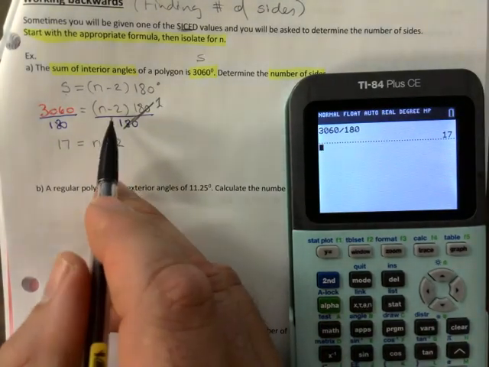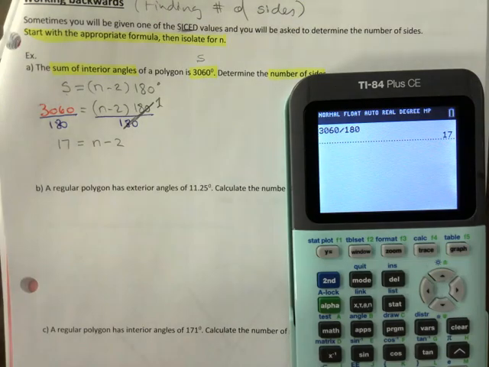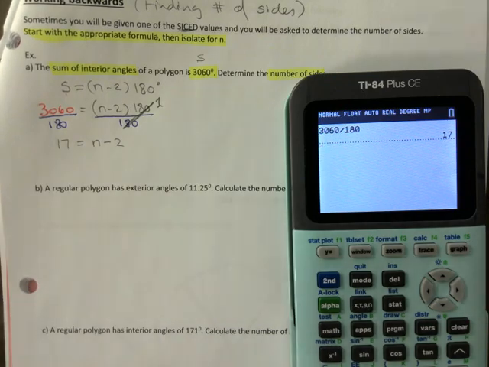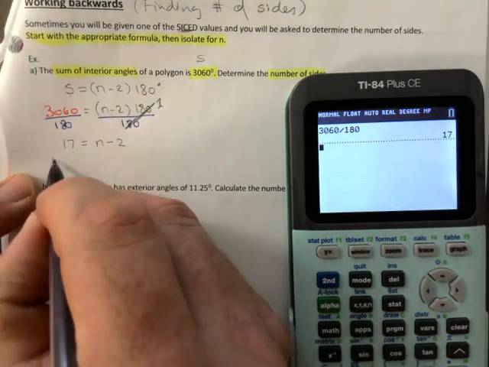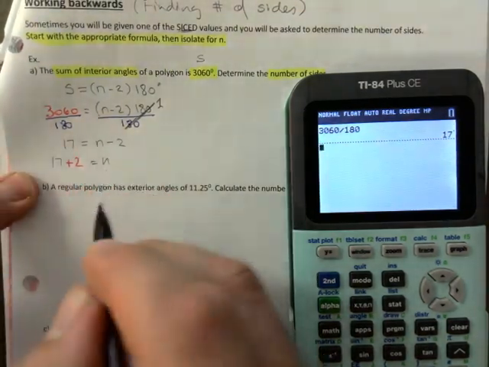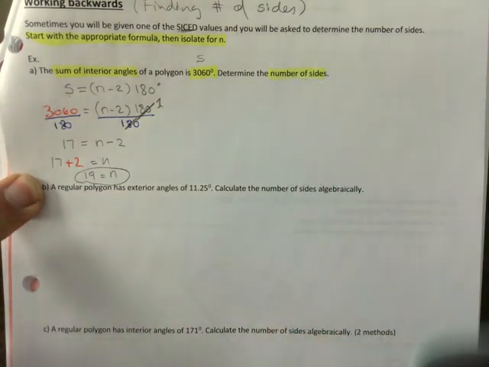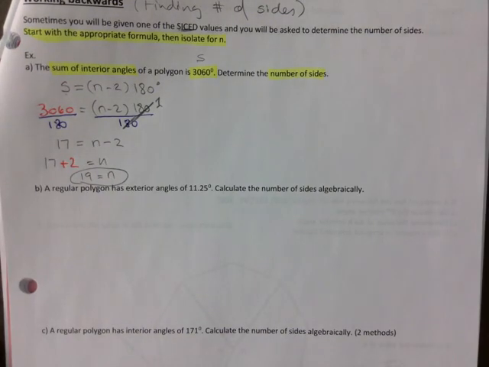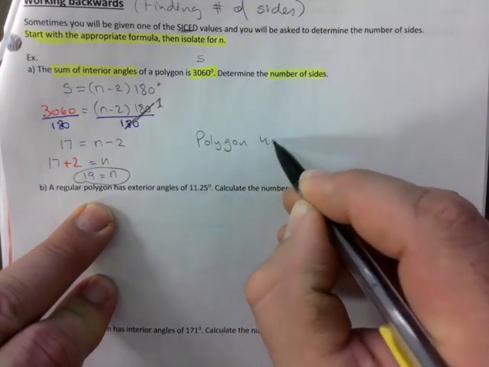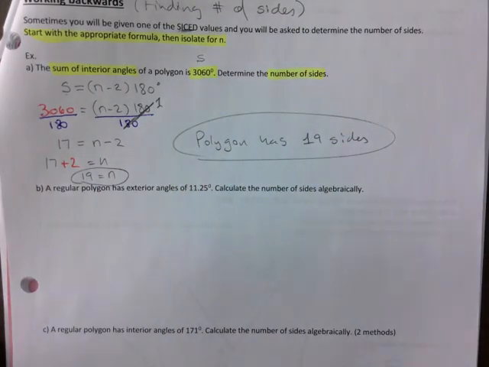Why is the bracket gone now? Because I got rid of the 180. So I just, right, I divide this, get 17, no more brackets. And now, what's going to happen to the -2? It's going to come over adding, okay? So we have 17 plus 2 is equal to n. So I can say that 19 is equal to n. So that polygon we're interested in, we know now has 19 sides. Bingo. Okay.